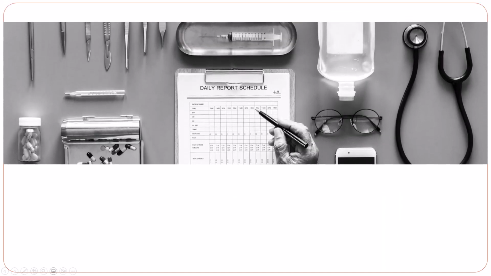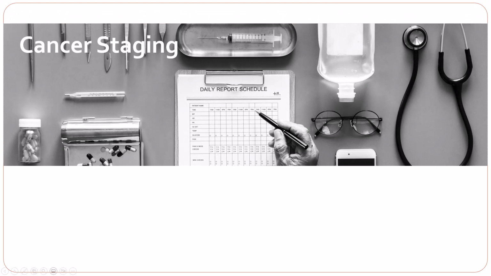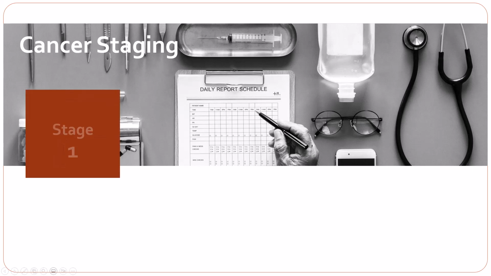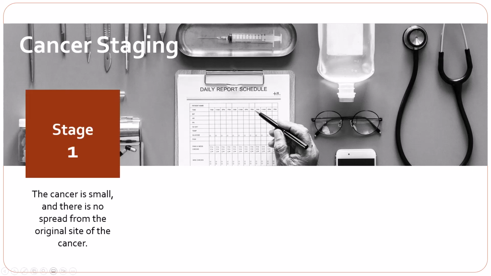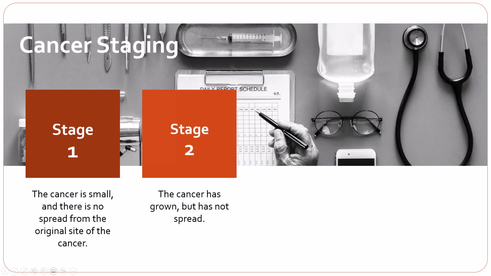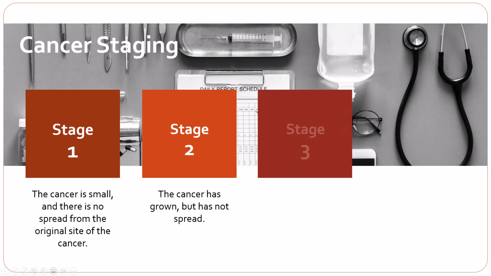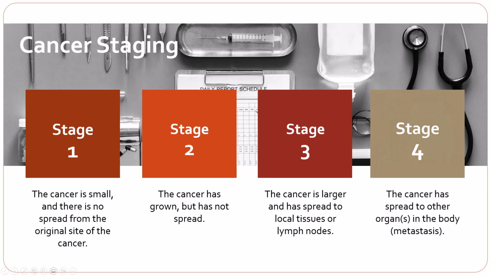What about cancer staging now? How do we classify how far the cancer has spread? Stage 1 is when the cancer is small. There is no spread from the original site of the cancer. Stage 2 is when the cancer has grown, but it has not spread yet. Stage 3 is when the cancer has become larger and has now spread to the local tissue or local lymph nodes. Stage 4 is when the cancer has spread to other organ or organs in the body, which is metastasis.